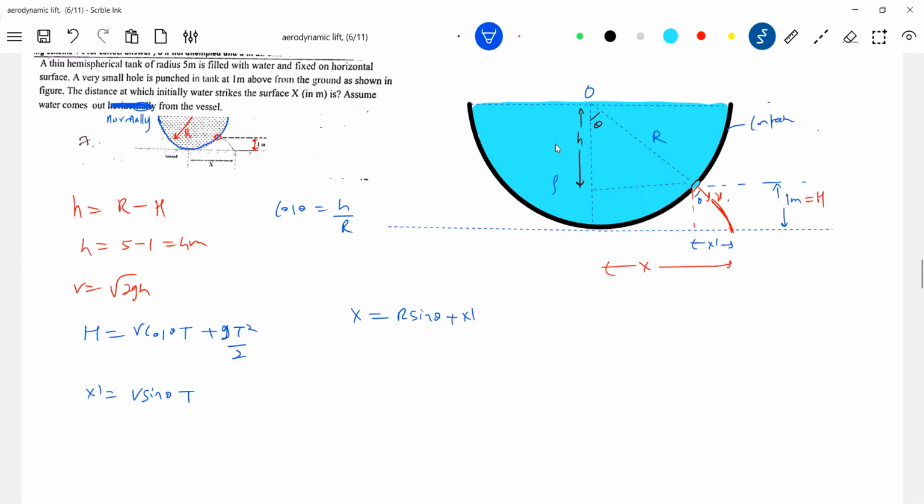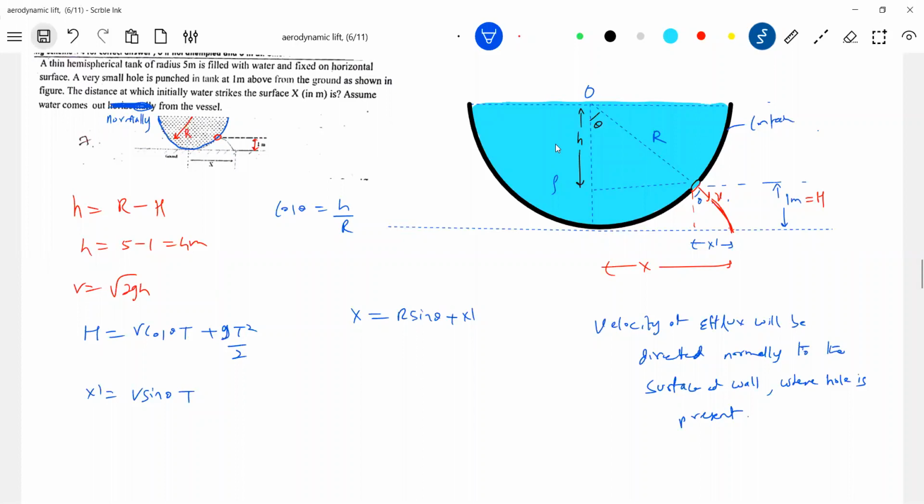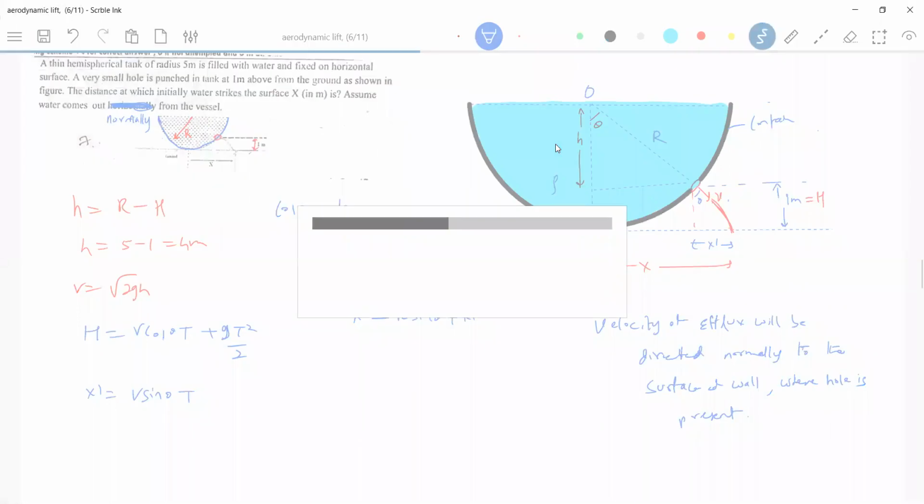There's a basic general rule. Velocity of efflux will be directed normal to the surface of the wall where the hole is made, where the hole is present. Now, there's a rule, so that's what happens normally. If you want, you can check it. You have many types of containers in your home, so make a hole and check it.